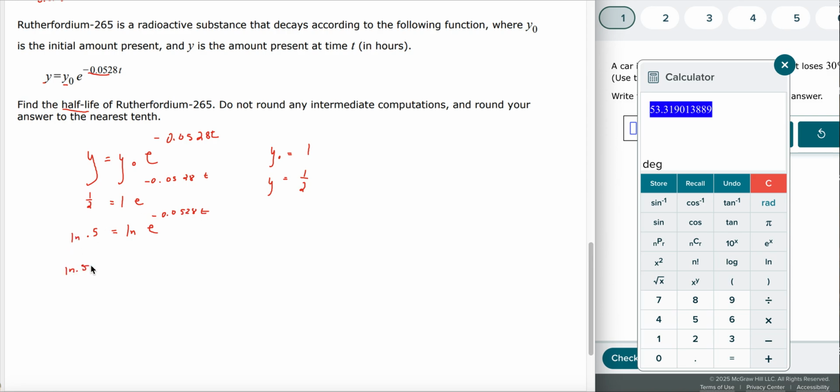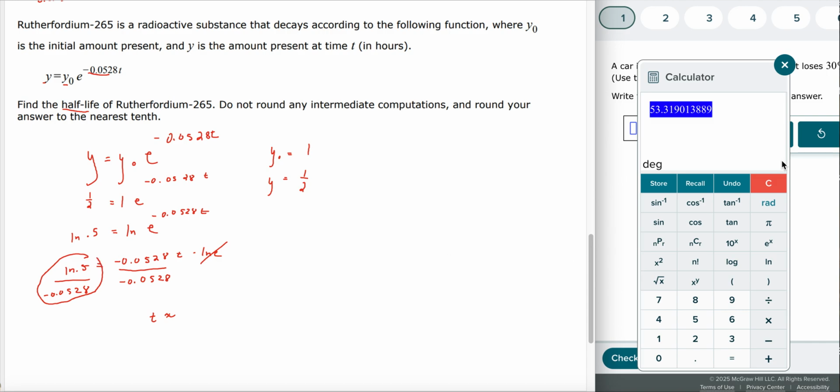So natural log of 0.5 is equal to negative 0.0528t times the natural log of e, which again we know is 1. Anything times 1 is itself, so I'm just going to cross that out. So as a last step, we'll divide both sides by this number. Okay, so my t, I'm going to approximate, let's see, it says to the nearest tenth. And so this is what I'm going to communicate to the calculator.